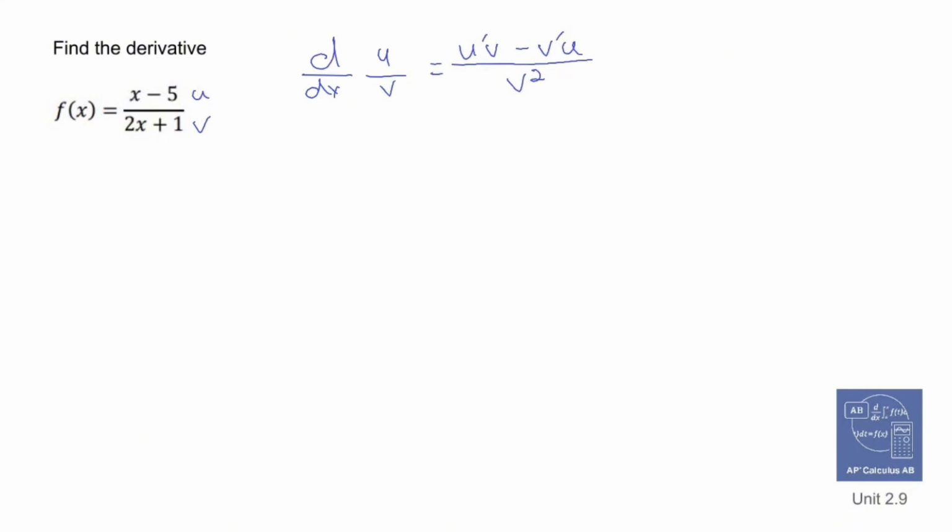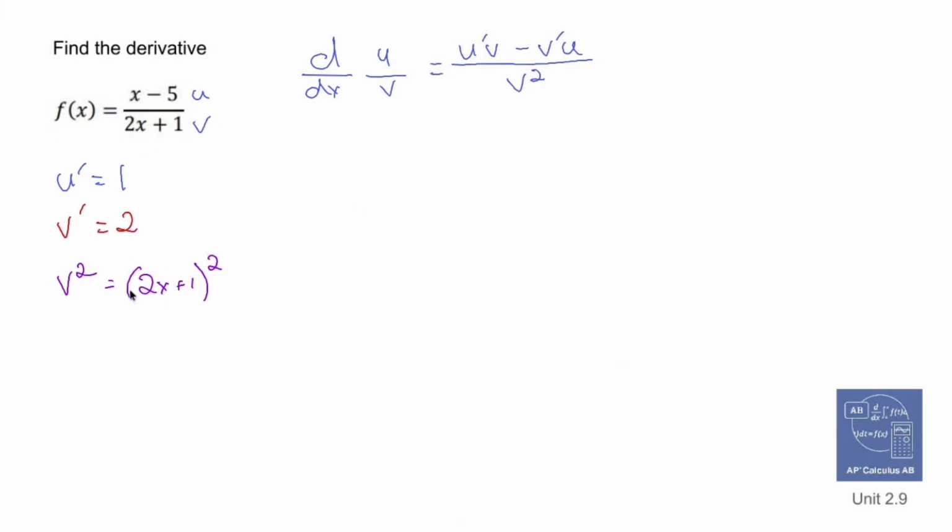So now that I know what u is and now that I know what v is, I like to just kind of go off to the side and take the derivative of each one. So u prime is going to be the derivative of the numerator. So the derivative of x is 1, the derivative of negative 5 is nothing, so u prime is just 1, easy peasy. v prime is going to be the derivative of the denominator. The derivative of 2x is 2, the derivative of 1 is nothing, so v prime is 2, easy peasy again. Now v squared is going to be what the denominator is when all is said and done, and that is going to be 2x plus 1 squared.